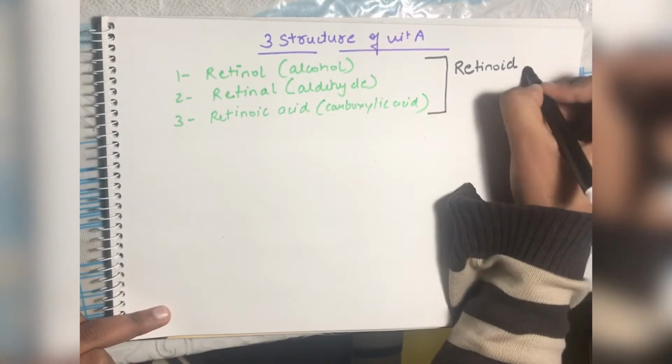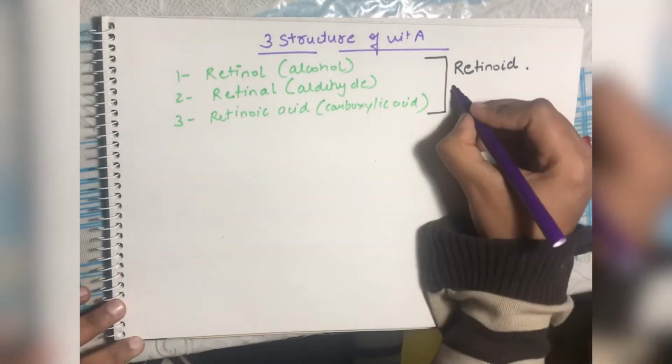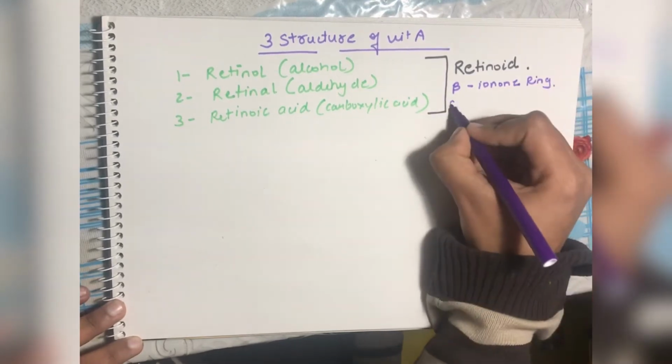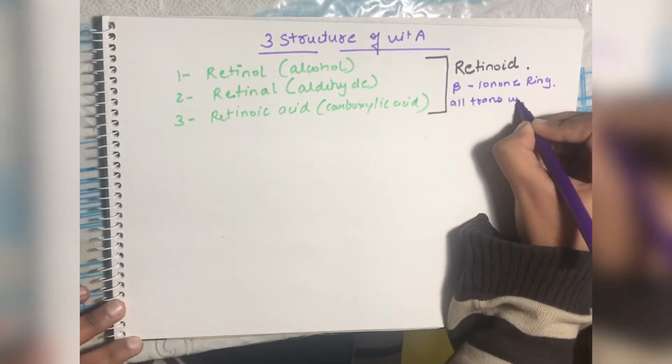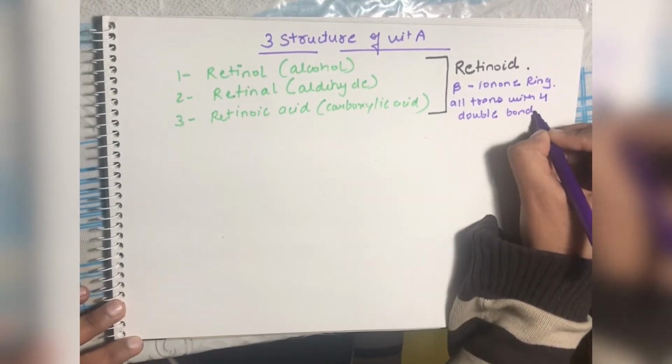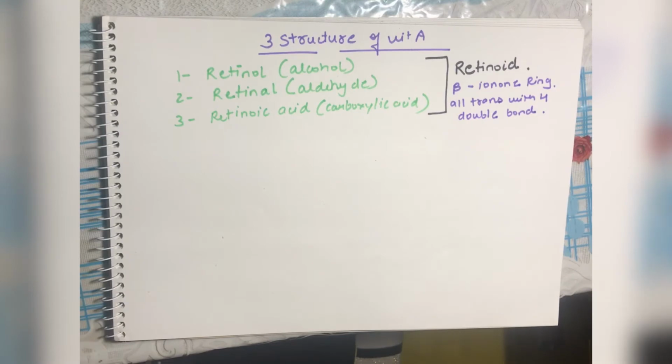These retinoids have a beta-ionone ring and all-trans with 4 double bonds, and they have a limited stability. So three structures: retinol, retinal, and retinoic acid.